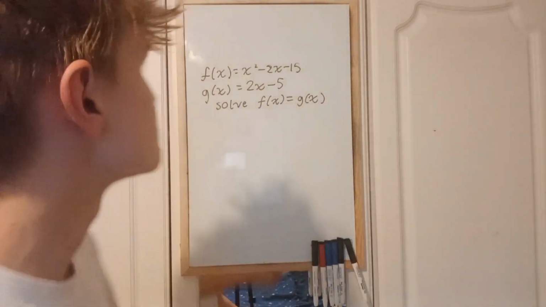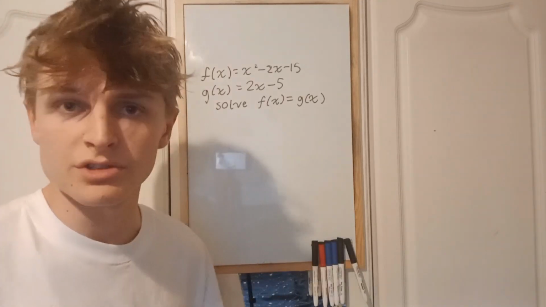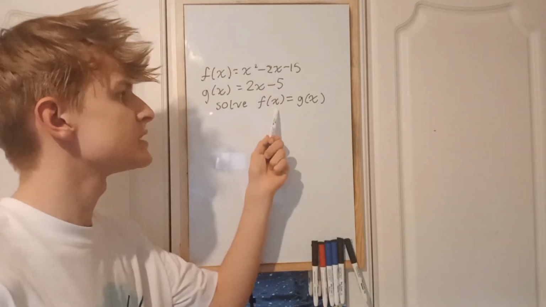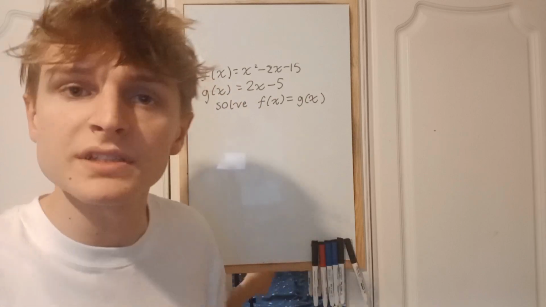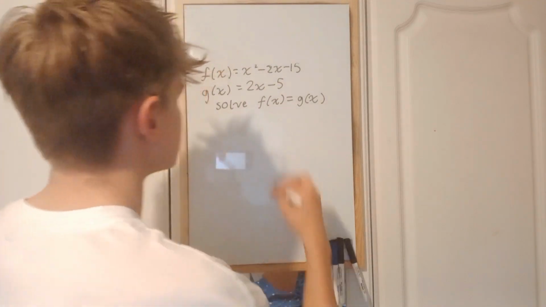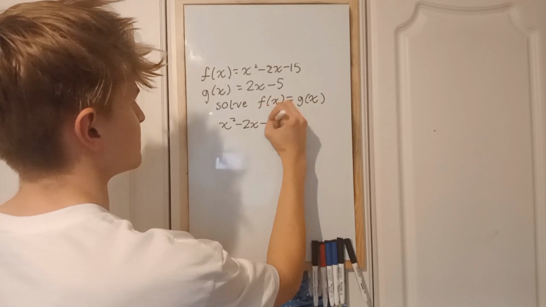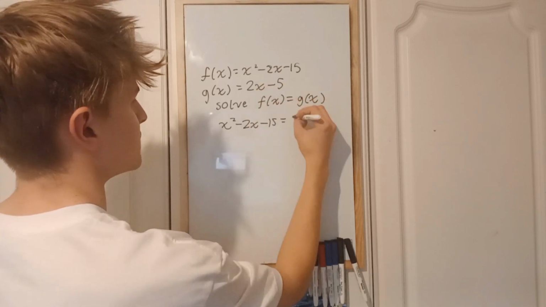Now let's get into a first problem. This first problem is we've got two functions here, and we're asked to solve f of x equals g of x. So we're going to solve for what value of x, when you put it into f and into g, you get the same number. We're also going to find out exactly how many solutions it has using the discriminant before we solve it. So if we set this up, we want x squared minus 2x minus 15 to equal 2x minus 5.